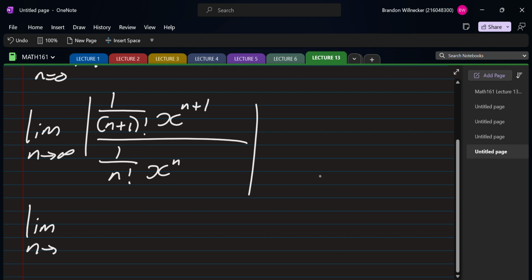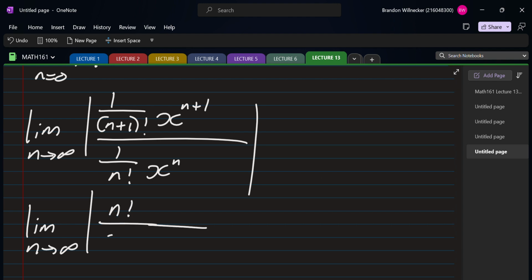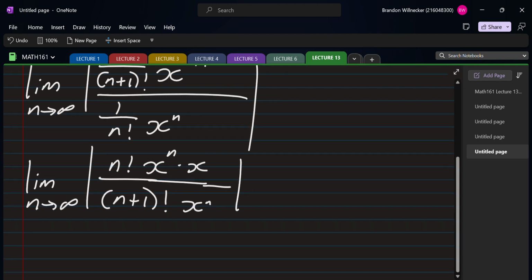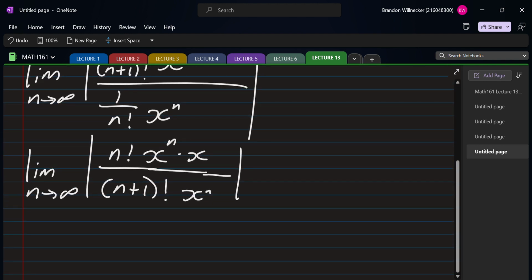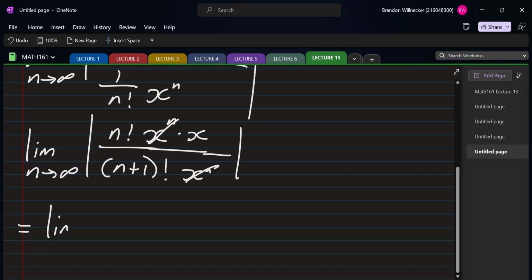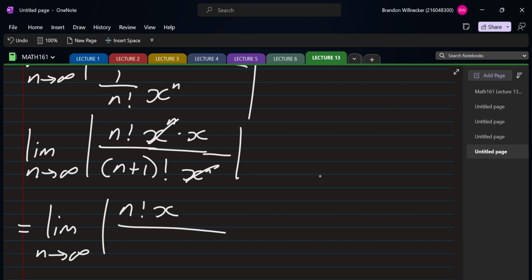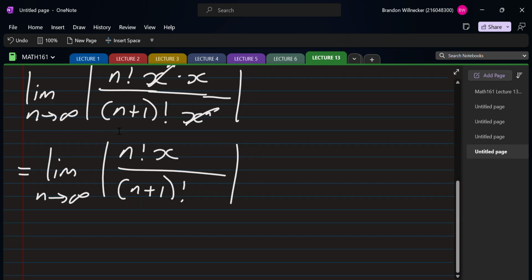So that will be the limit as n goes to infinity. The same thing as before, if you divide by a half, you times by 2, so this n factorial can come to the top. And then we have the n plus 1 factorial at the bottom. At the top, we have x to the n times x, and at the bottom, we have x to the n. So just put the fractions together. Now, x to the n and x to the n, they can go. So then we have the limit as n goes to infinity of n factorial times x, over n plus 1 factorial. And now, again, we've got those two factorials.